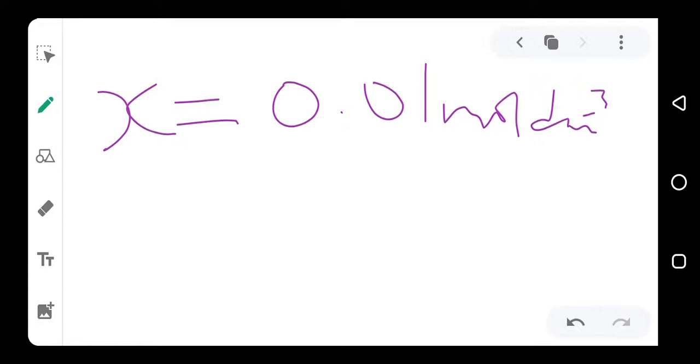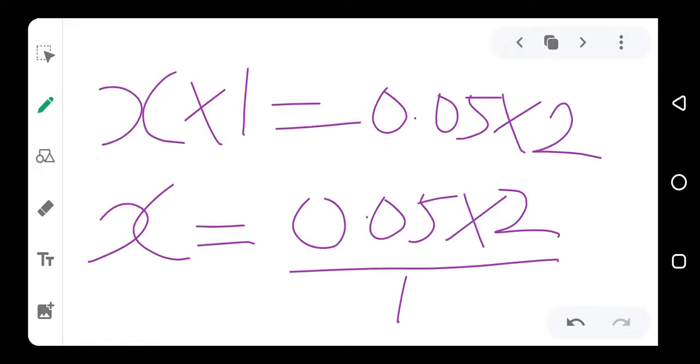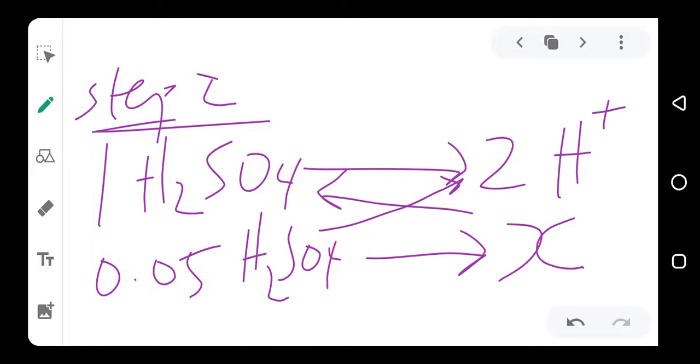Now this is the molar concentration of the hydrogen ion produced by 0.05 mole per dm cube of the acid. So if one mole of the acid gives us 2 hydrogen ion, then 0.05 of the acid will give us 0.01. Now this is the calculated hydrogen ion.